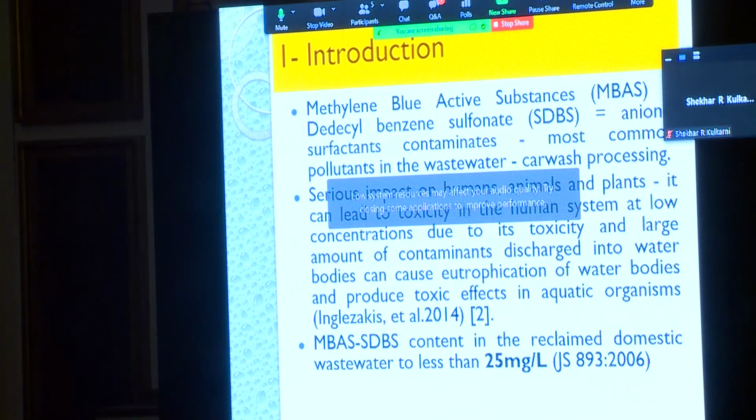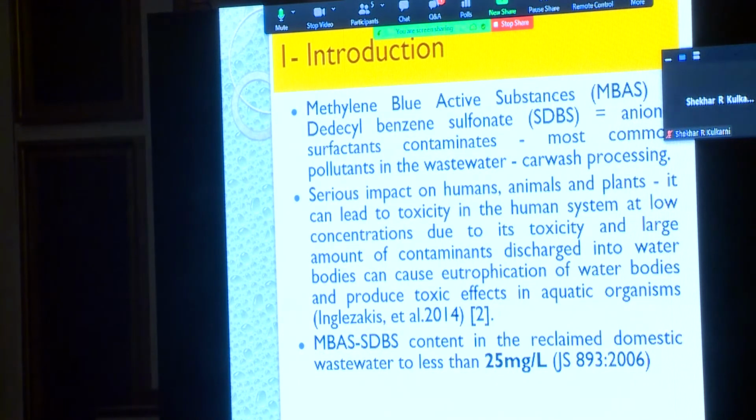If we look at the introduction, methylene blue active substances is the method to measure the contaminants, which are didecyl benzyl sulfonate surfactants, the most common pollutants in the wastewater. As you know, these contaminants have a serious impact on humans, animals, and plants. When they reach the water, a big quantity of water will be polluted, producing toxic effects in aquatic organisms. The standard or threshold value for those contaminants in the wastewater must be lower than 25 milligram per liter.